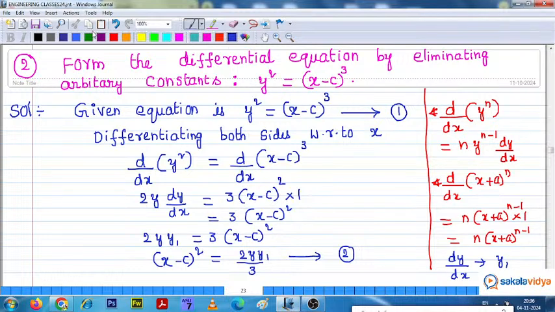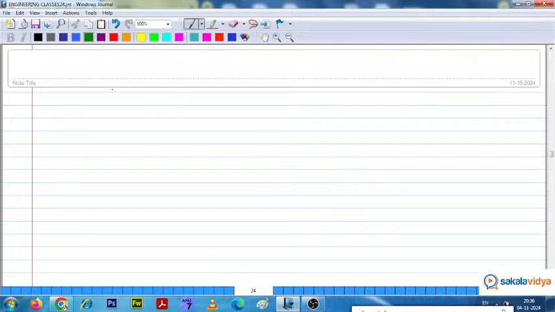If you observe, here we have x minus c whole cube. If you are able to write x minus c whole cube as x minus c whole square, then in the place of x minus c whole square we can substitute 2y y1 upon 3, so that we get the differential equation. So once again, consider equation 1.